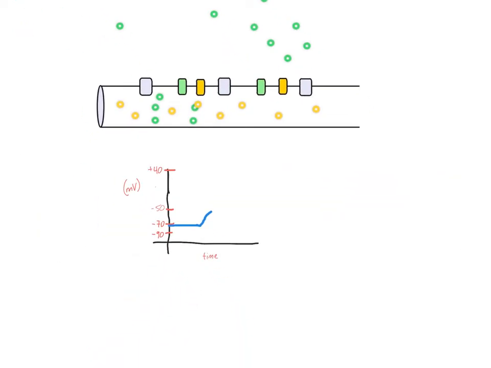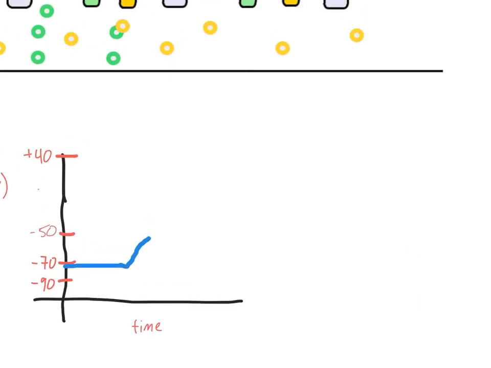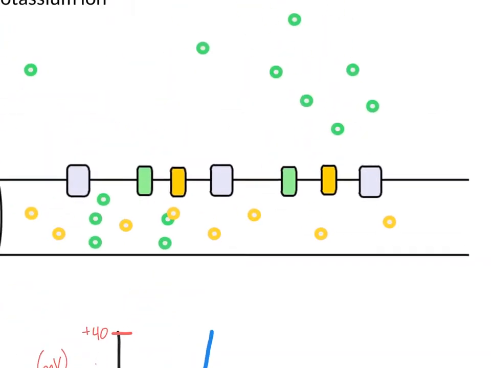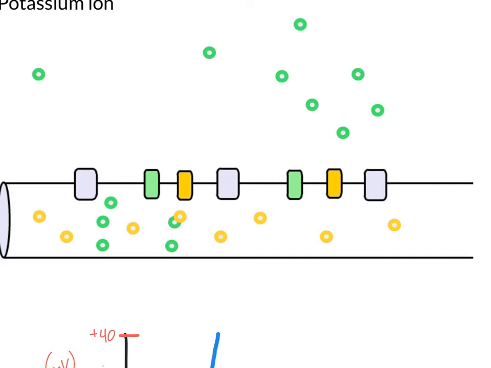And if we were to scroll back down to our graph here, we would see this as this spike that shoots up like that to about plus 40. So there it is, about plus 40. And that is the result of what is happening right here. All of these positive ions now inside of the axon, making it very positive on the inside compared to the outside of the axon.